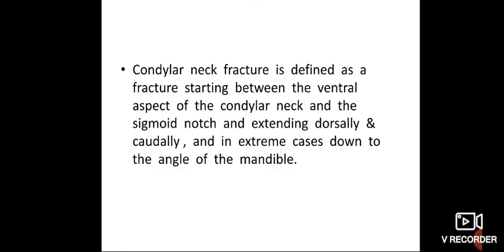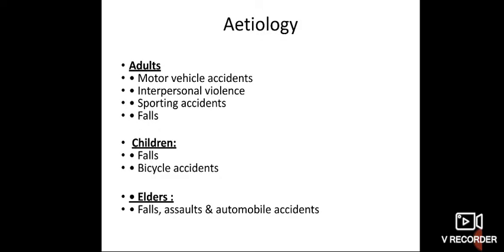A condylar fracture is defined, and this is for the PG level, so those who want to take it down can take it down, as a fracture starting from the ventral aspect of the condylar neck and the sigmoid notch, extending dorsally and caudally, in extreme cases down to the angle of the mandible. So what is the etiology?